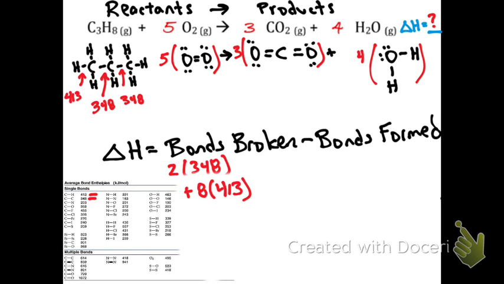Then I've also got 5 of my oxygen double bonds right here. Those are somewhere else. Those are 495 down there on the chart. There's the O2, 495. They put that one separately, and so there's 5 of those. So I'm going to add all those together for all my total bonds broken.